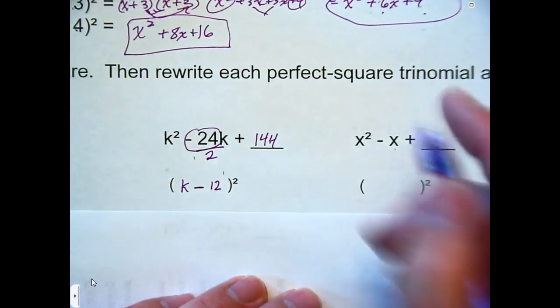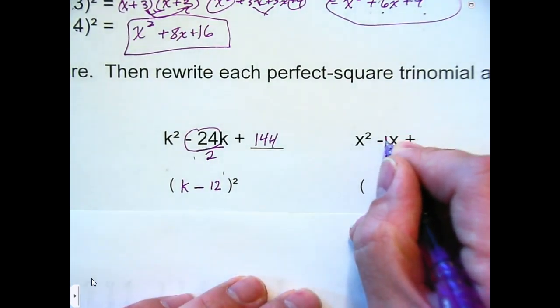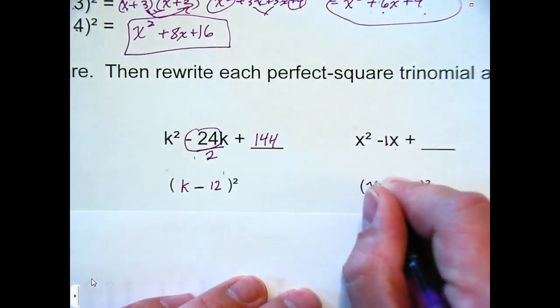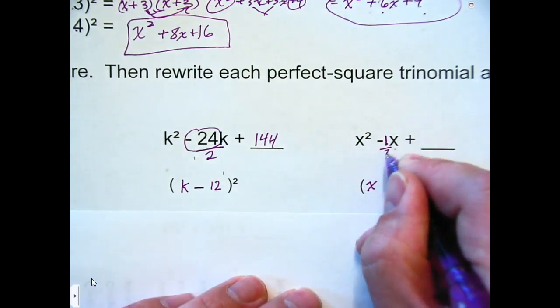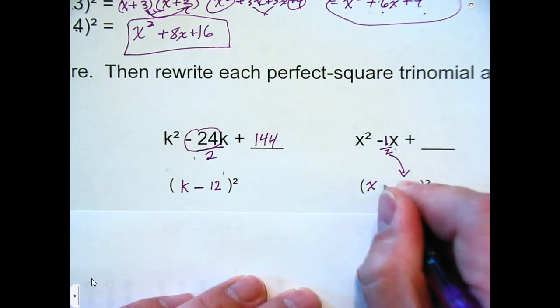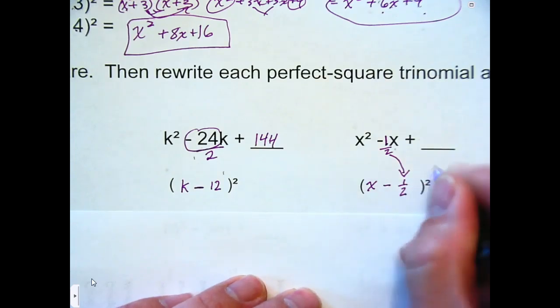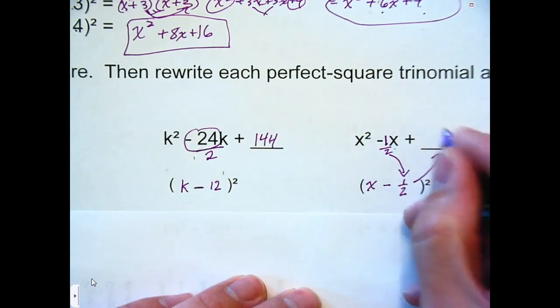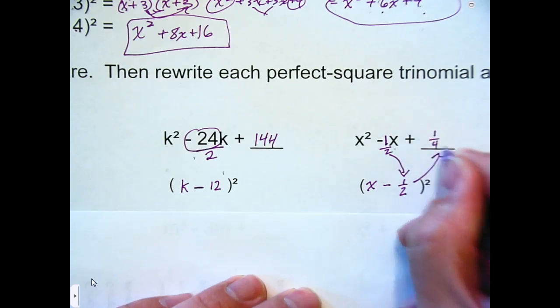Why is this one harder? Because there's only 1. Yeah, it's odd. It's okay. So it makes it a little tougher there. That's negative 1/2. And negative 1/2 squared is 1/4.